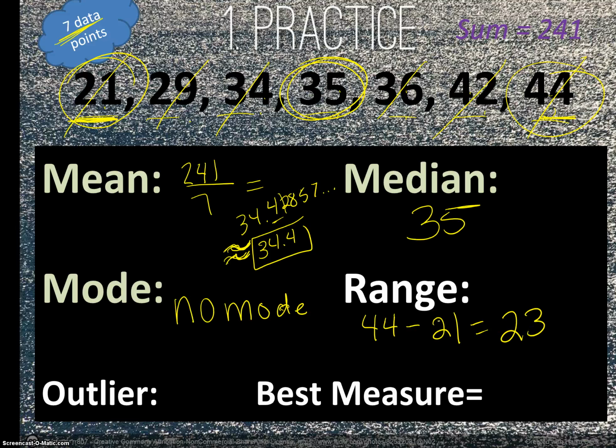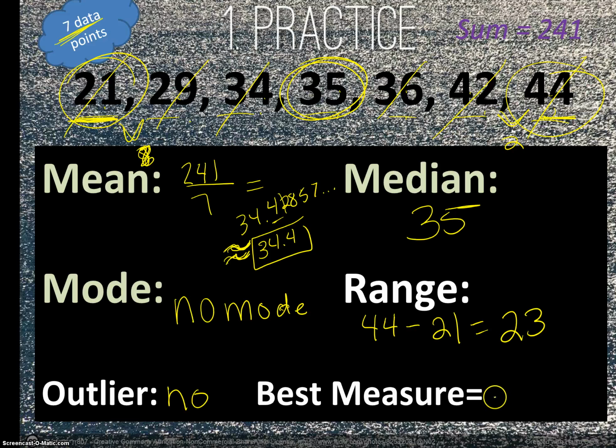Now, outlier here, these two are 8 away from each other. These two are 2 away from each other. In this data set, I would say there is no mode, as well as no outlier, because although they are 8 apart, these are 4 apart, it's not extrapolating, it's not huge.